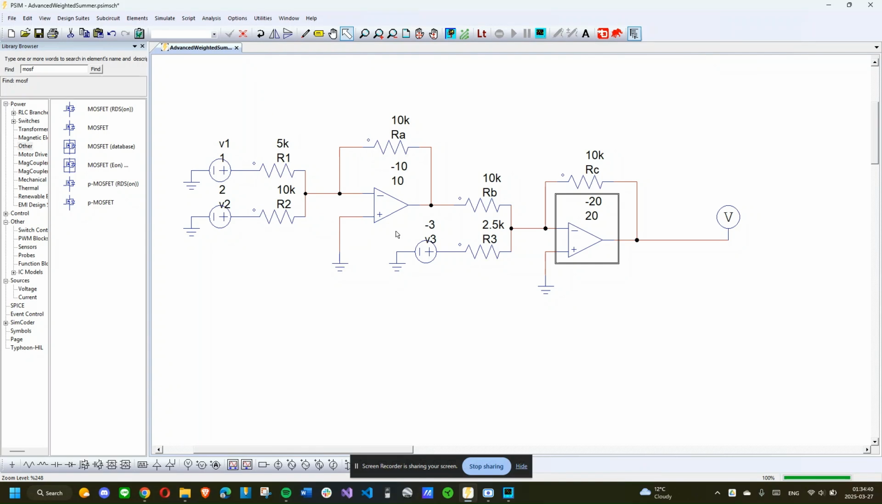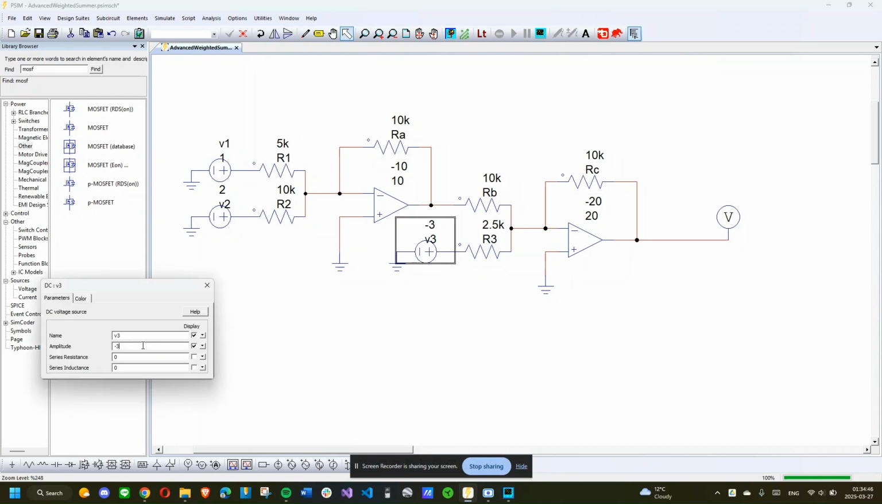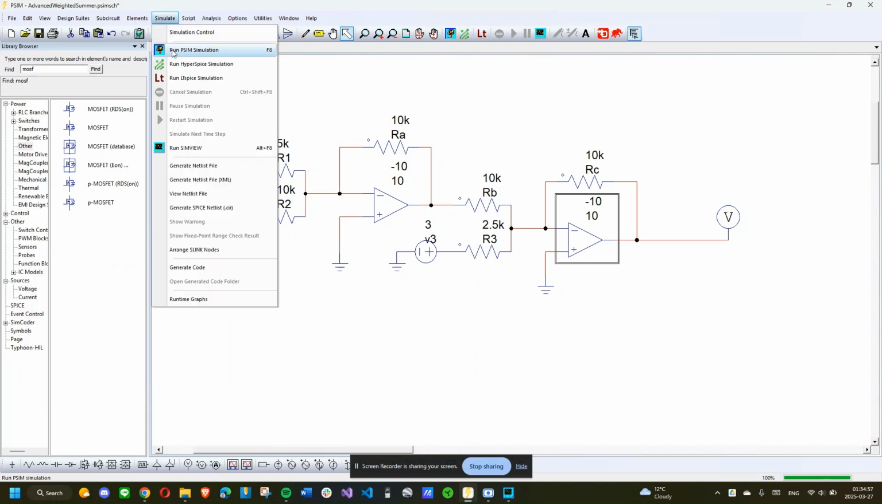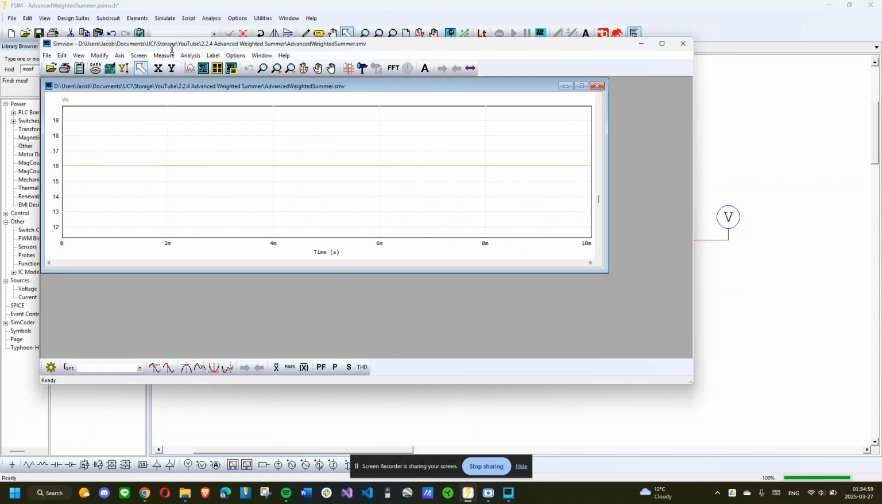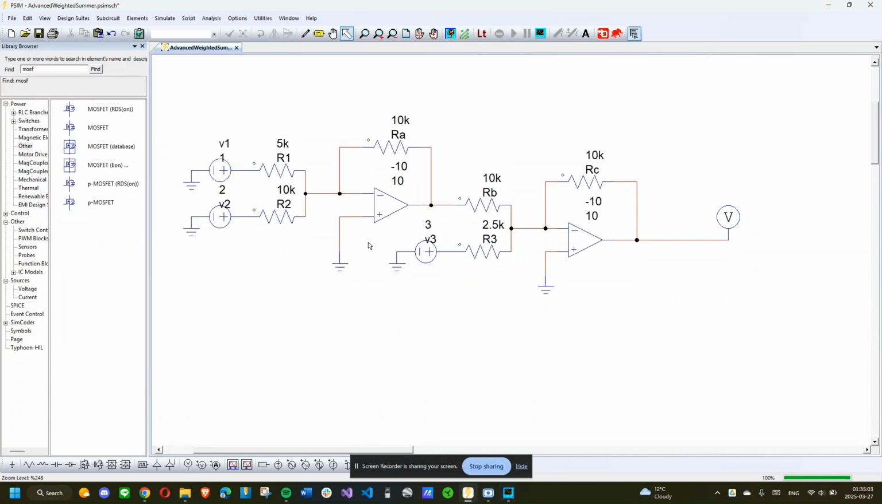Now one thing is, actually, let's just bring this back to that positive 3 and then the supplies to be 10 and negative 10. So this would be negative 8 volts, right? One thing is we don't have to keep the power supply the same for both op amps.